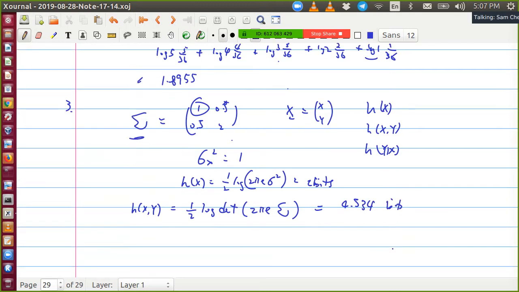And then for the C part, this is A, B, C. C is h(y given x), which is just h(x,y) minus h(x). And this will be 2.487 bits. Okay, yeah, that's the homework.